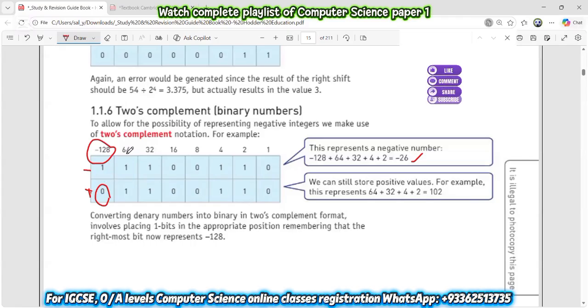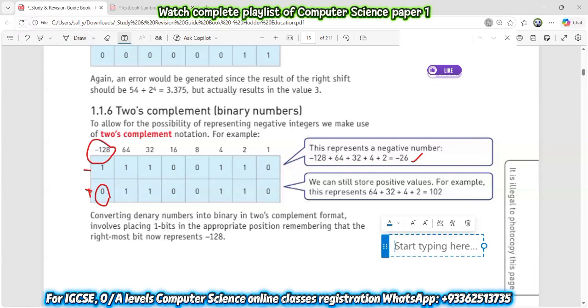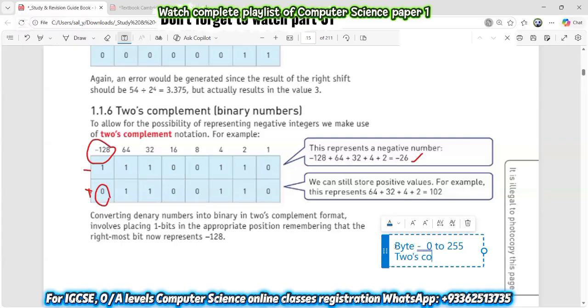Another change that you need to remember, let me write it down for you so that you can note it down. In a byte, the smallest value is 0 and the largest value is 255. But when it comes to 2's complement, the same value will change. Now, in 2's complement, the capacity of the byte, or whatever is stored in the byte, will change, and now the value will be from minus 128 to plus 127.